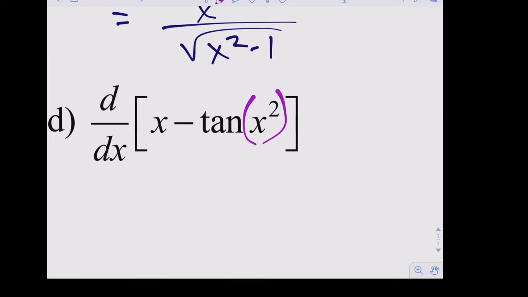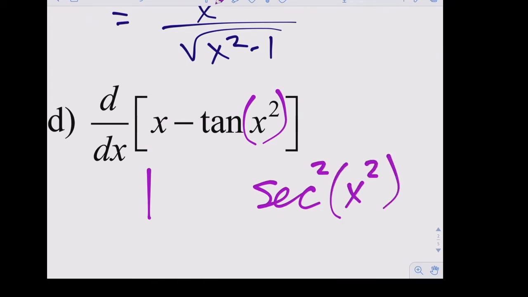So the first term then becomes 1. That's pretty easy. And now you walk up to the second problem, and with the parentheses in place, you just see tangent of blob, right? So what would be the derivative of tangent of blob?